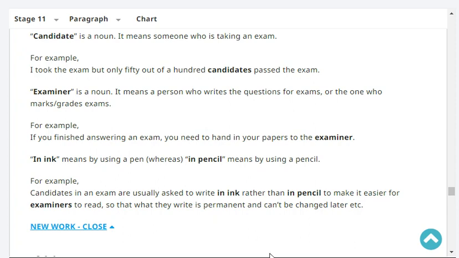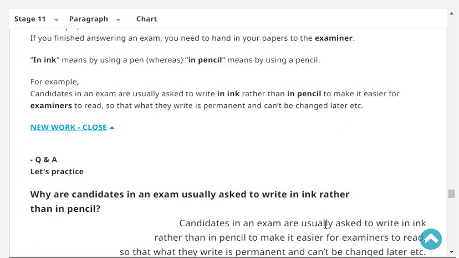In ink means by using a pen. In pencil means by using a pencil. For example, candidates in an exam are usually asked to write in ink rather than in pencil to make it easier for examiners to read, so that what they write is permanent and can't be changed later, etc.